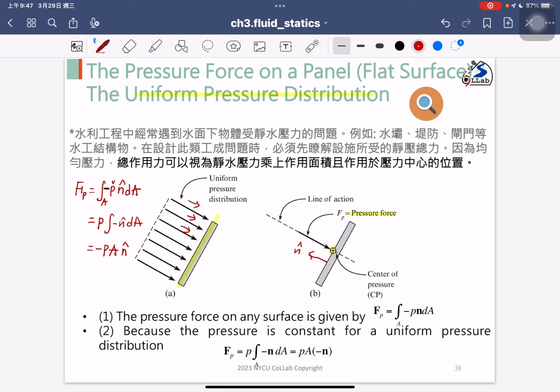Only two parameters are critical. The first is the magnitude of your net pressure force. The second is the location, or where the location of your pressure force is. So you should find these two parameters, and then you can solve some problems based on this idea.